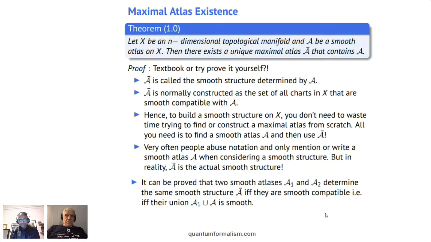So the compatibility is an equivalence relationship? Yes, which is why some people use, as I was mentioning before, the definition of smooth structure as being an equivalence class under the compatibility of atlases.